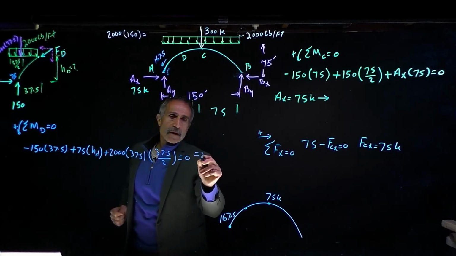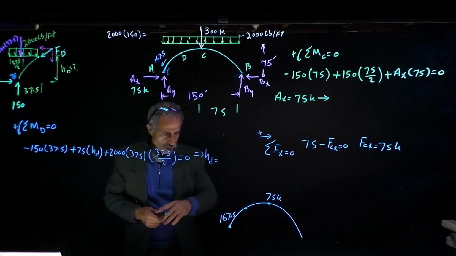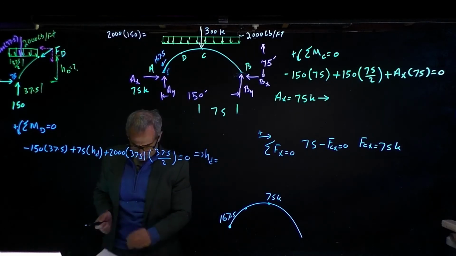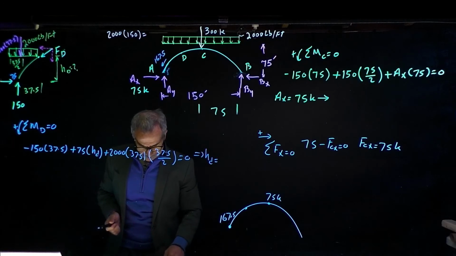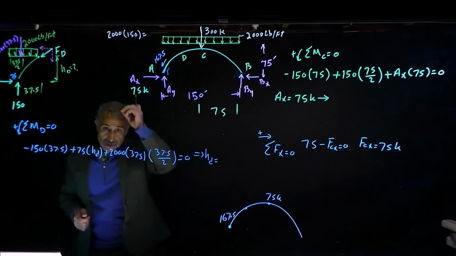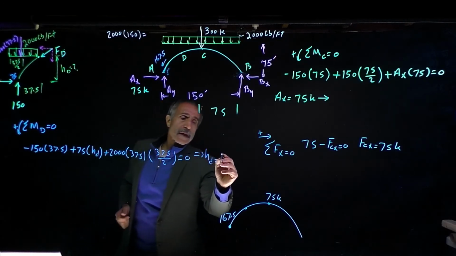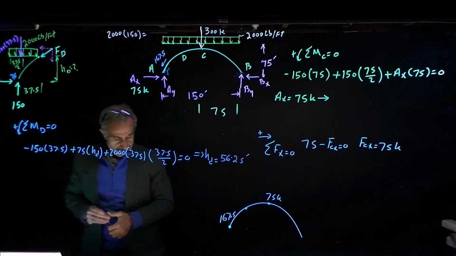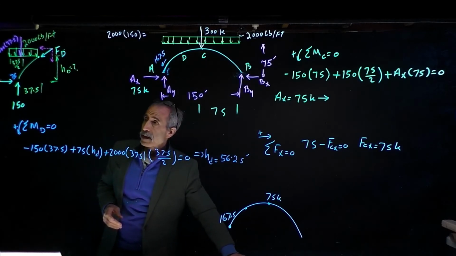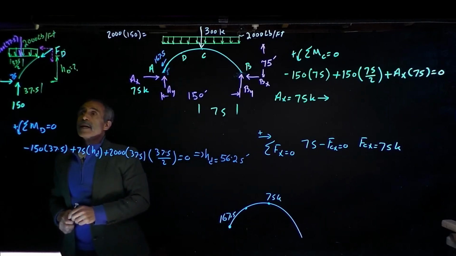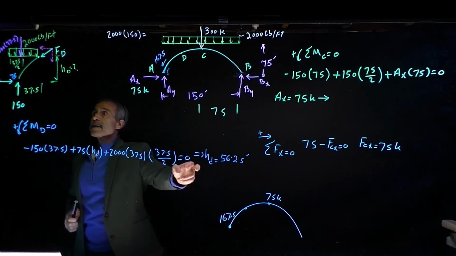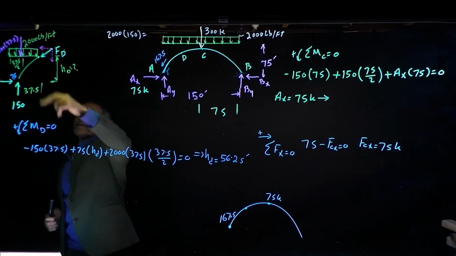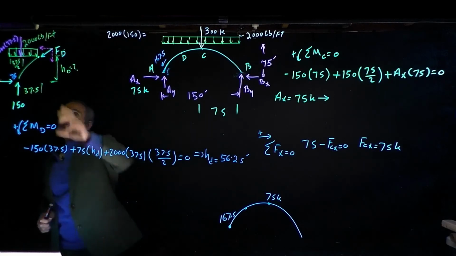Therefore, my HD comes out to 56.25. Double check my number. I might have made a mistake, 56.25 feet. So if that's correct, then my next thing is, because I have that distance, I have this, I have that, I can just go ahead and do summation Fx, summation Fy to figure this FD out.